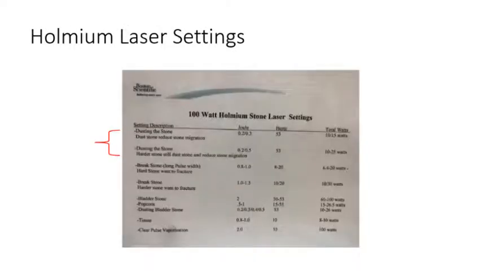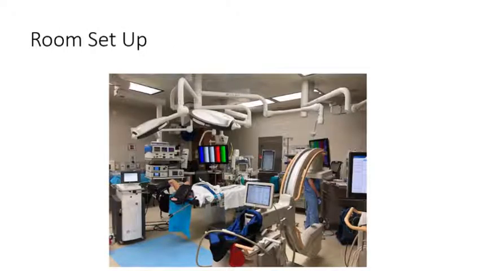Shown in this picture are the normal settings for the holmium laser lithotripsy based on the location of the stone. We prefer dusting the stone to reduce stone migration. Here's a setup of the room showing 2 monitors, one for cystoscopy view, one for the imaging. The holmium laser and the C-arm are all set up for adequate view and mobility of the operating room personnel.